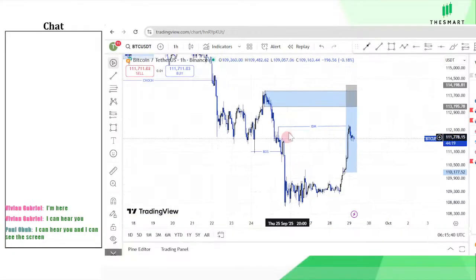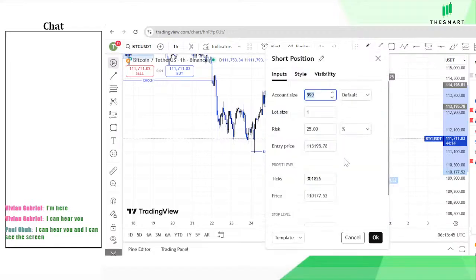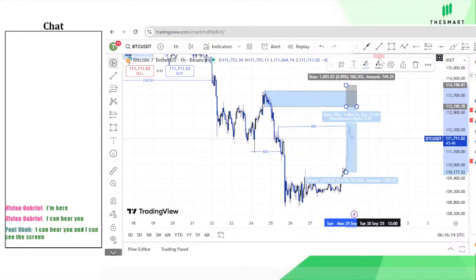For those who maybe want to see the coordinates, here they are on the screen. Our entry price is 113195.78. Then our stop loss is 114198.81. We have our take profit at 110177.52. That's for 1:3. This trade will also be sent to the Telegram channel.